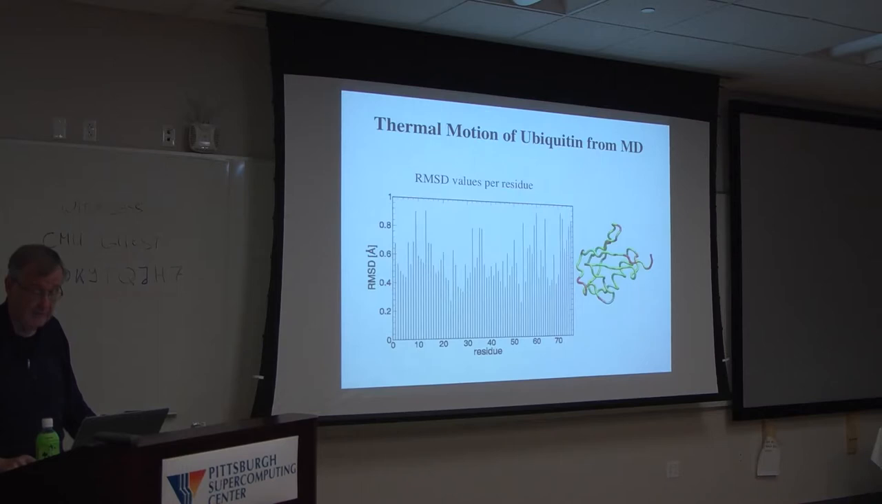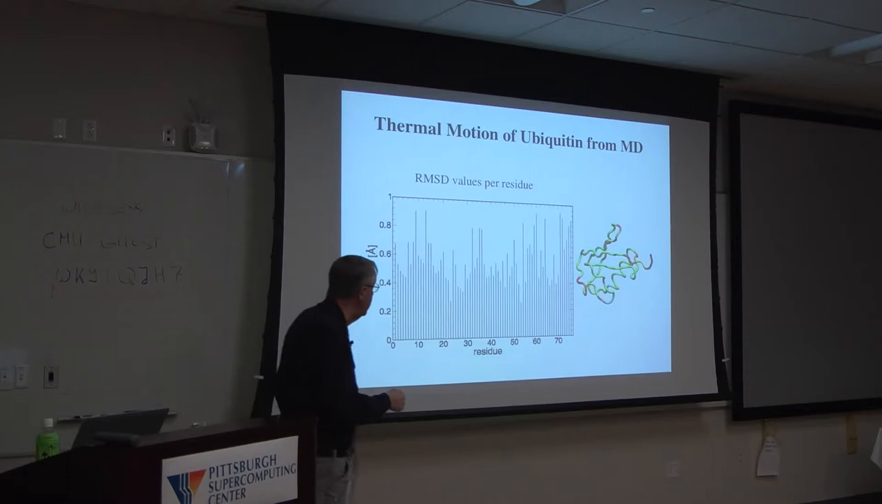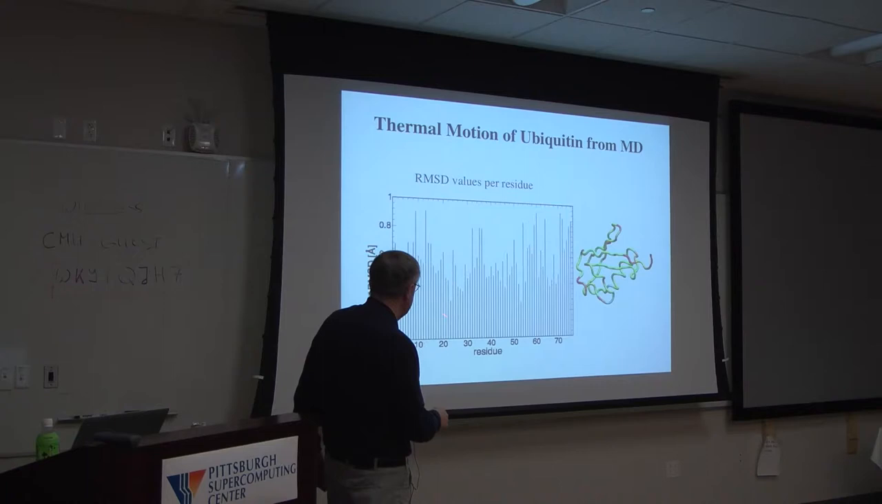Here you see the mobility per side group. You see some side groups are more mobile than others. Usually the ones that are inside the protein are less mobile. The ones that are on the periphery are more mobile. And so you understand that also well.